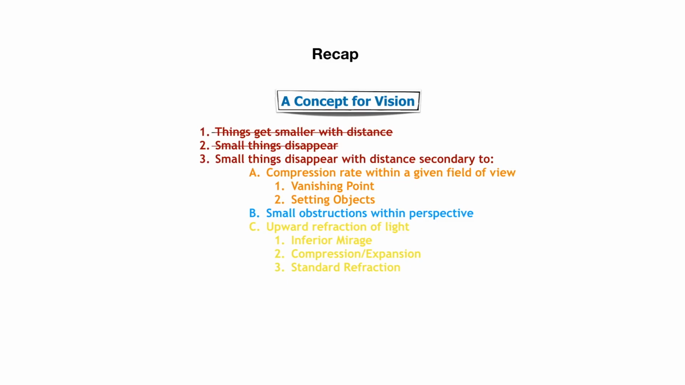So throughout, I'm going to try to periodically recap what we've covered so that we can stay within the outline. So right now we've covered that things get smaller with distance. Again, you can refer to roughly part 1 of the video series if you would like to get into that a little bit more. Small things disappear. That is covered mainly in part 3 of the video series, and now we're going to get into small things disappearing with distance, secondary to various concepts.